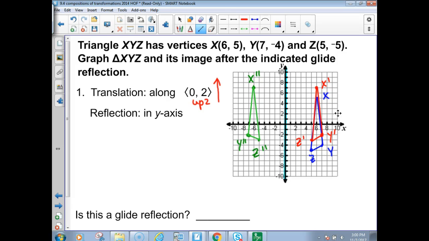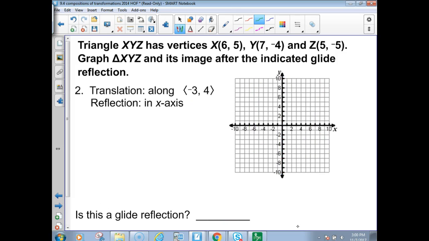Okay, this was a glide reflection. Slide and a flip. Now, how do I know definitely that it was a glide reflection? The y-axis is going in the same direction as the vector. Okay, see how the vector was going straight up? And so is the y-axis, the reflection line. So yes, it is a glide reflection. I don't know why that question was there really when it says after the indicated glide reflection. But anyway, it is one.